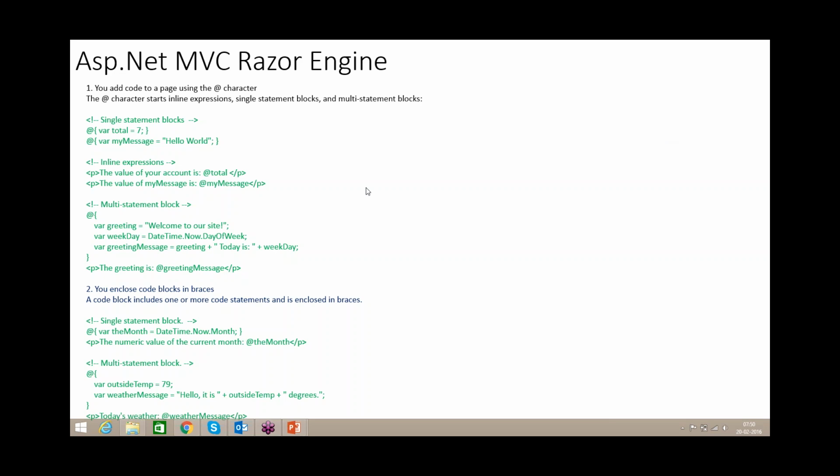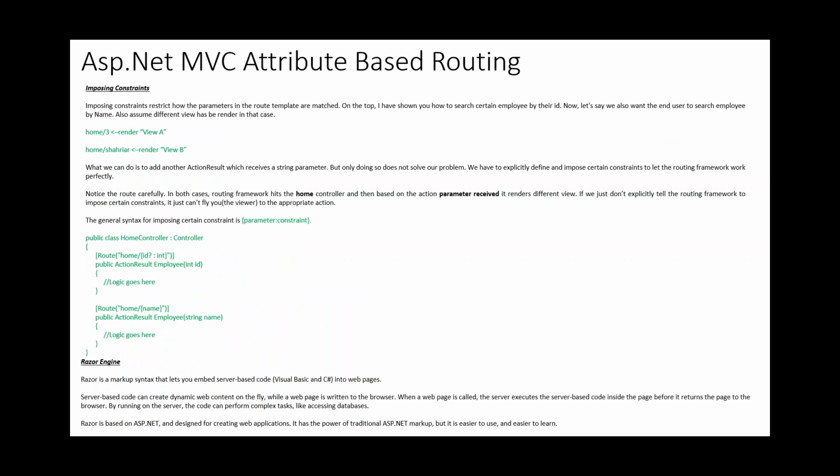Okay, so Razor engine is nothing but a mechanism which will enable you to write some C# or VB.NET code or embed that code into web pages. Okay, so server based code can create dynamic web content on the fly while a web page is written to the browser. So whatever you have written in that web page, here web pages means .cshtml files.